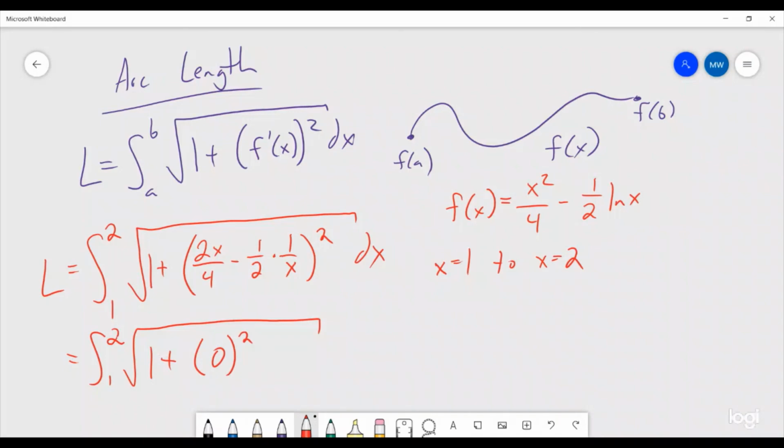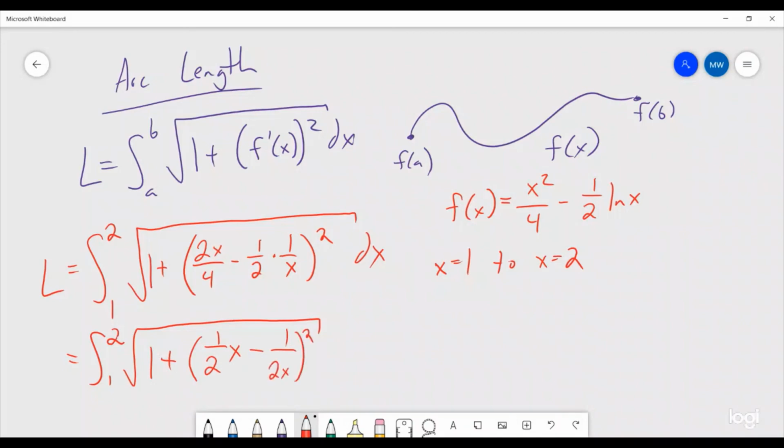The derivative is 2x over 4, which is 1/2 x, minus 1/2 times 1 over x. Oh, that's 1 over 2x. My mistake. So the derivative is going to be 1/2 x minus 1 over 2x.